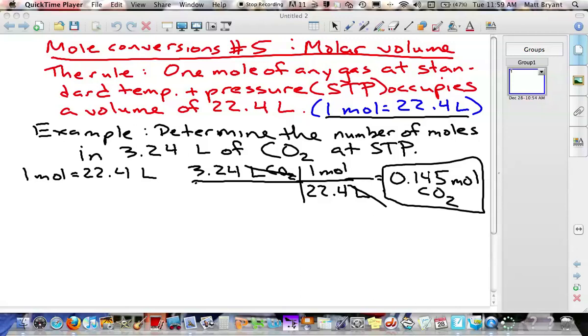Now, while we're at it, I'm just going to go ahead and give you an example of how we would go the other way. And really, the only step that is going to differ here is this step right here. Because in that case, if we're going from moles to liters instead of from liters to moles like we did in this first example, we're basically just going to flip this fraction right here, and we're going to end up with our final answer in liters. So let me show you what this looks like.